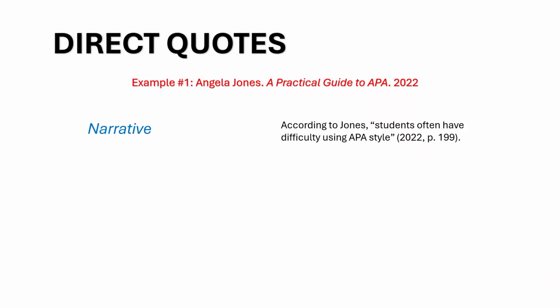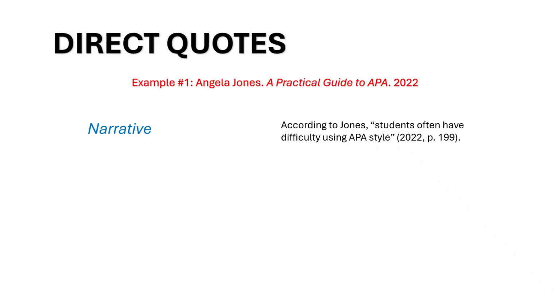In this sentence, the author is referenced, and then there is the information that is quoted, which is in quotation marks, then followed by the publication year of the source, followed then by the page number in parentheses. I also want to mention the punctuation that comes at the end of the sentence after the closed parentheses. Always put your punctuation at the end of a sentence after the closed parentheses.